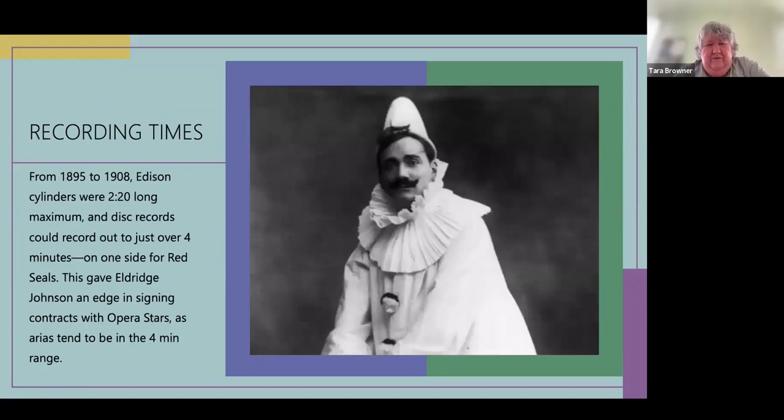Okay, now this is where, to me, things get interesting, is recording times. From 1895 to 1908, Edison cylinders were at a maximum about 2 minutes and 20 seconds long. And disc records could record out to just over 4 minutes. So I think that the longest ones I've seen are 4 minutes and 40 seconds. But somebody out there will tell me there's a 5-minute one, which is fine. But just one side for the Red Seals. But this difference, it's a 6-year period.